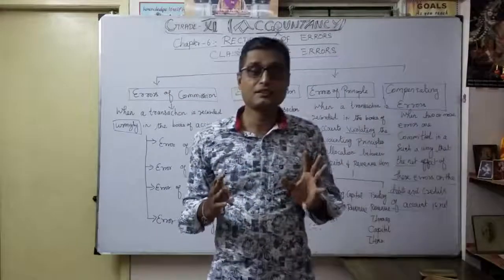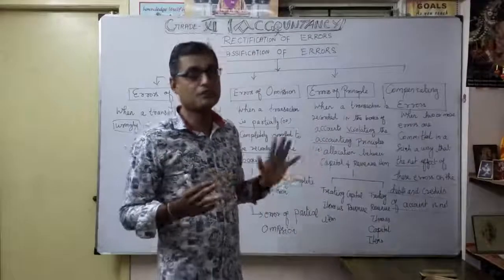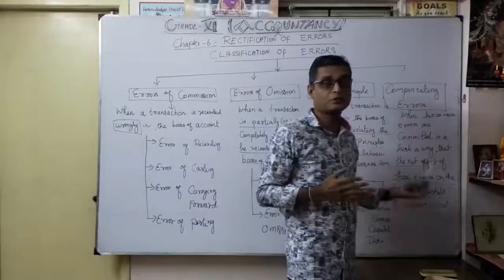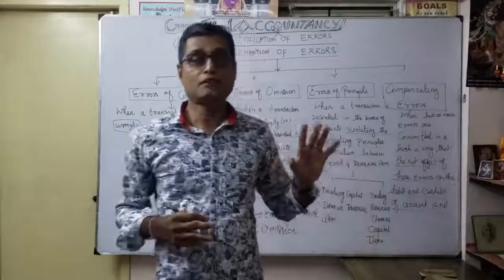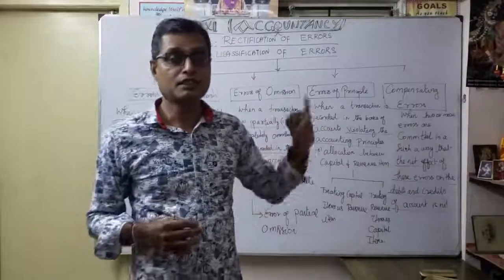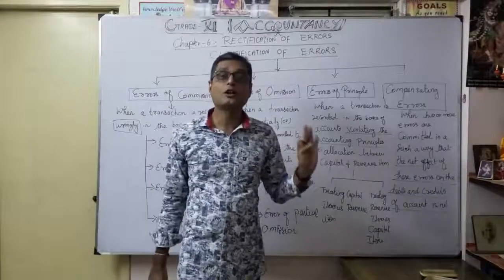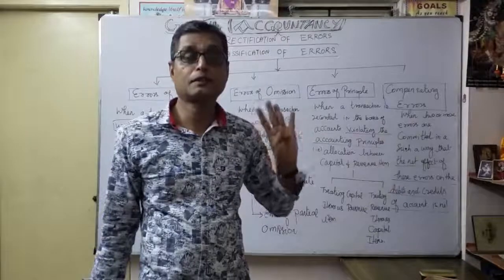So the error occurred, but initially it's very difficult to identify. So the net effect of debit and credit will become nil. When you go through the topic, we will understand the detail. So now understood, very very important. So there are four classifications of error: error of commission, error of omission, error of principle, and compensating errors. Very important, these four classifications of errors.